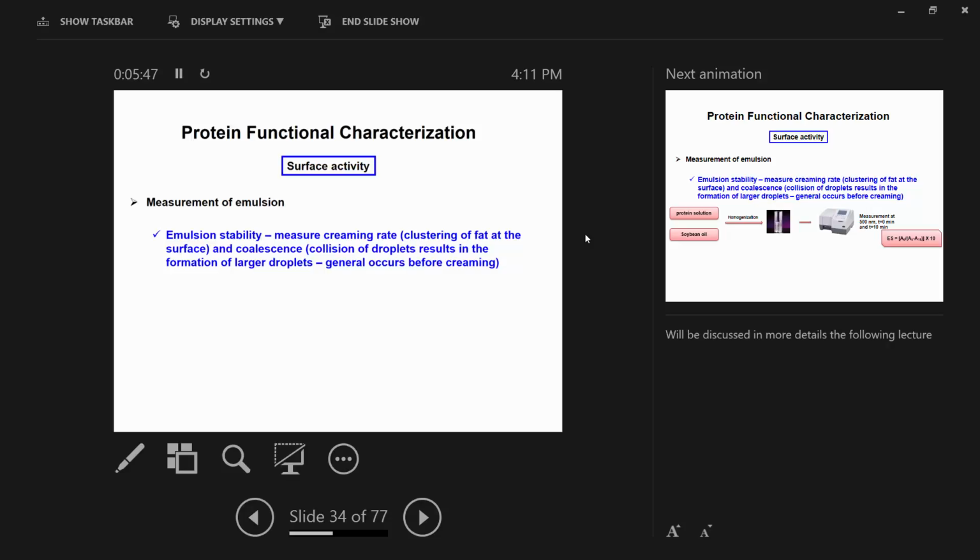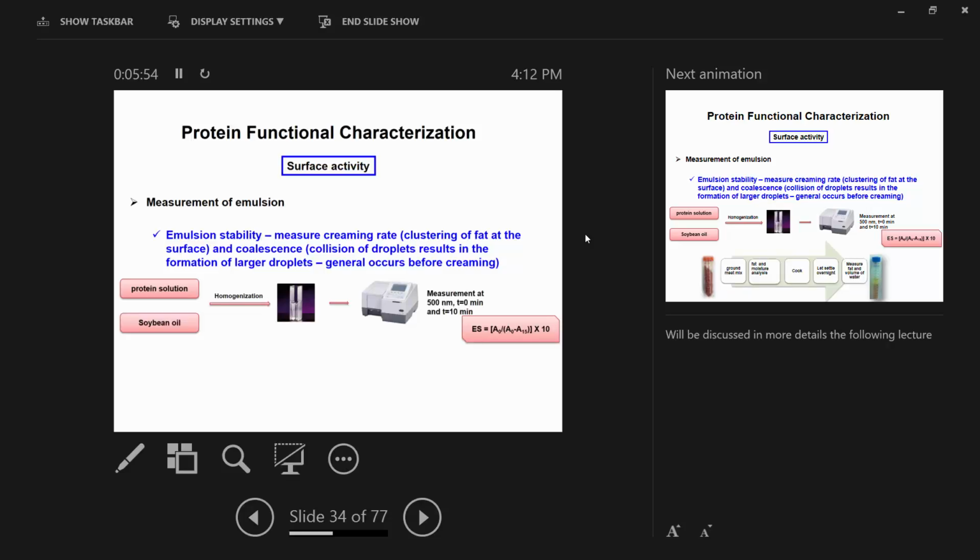So this can be measured experimentally by doing a spectrophotometric method, which you're not going to do in the lab. But what you do is prepare a protein solution and mix it with oil, homogenize at a particular shear and speed, and then measure absorbance at 500 nanometers at time 0 and after 10 minutes. Then you use this equation over here and estimate emulsion stability in minutes.